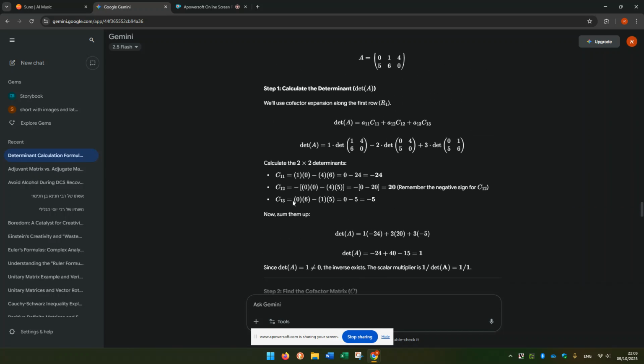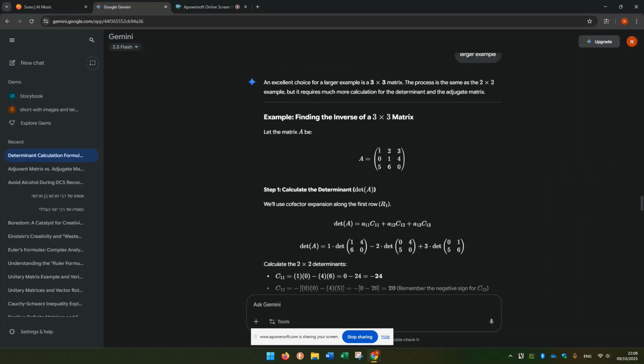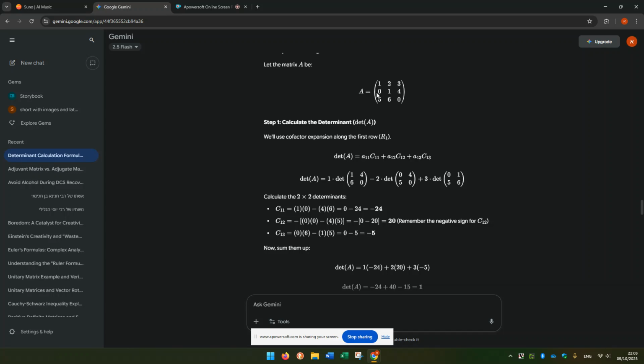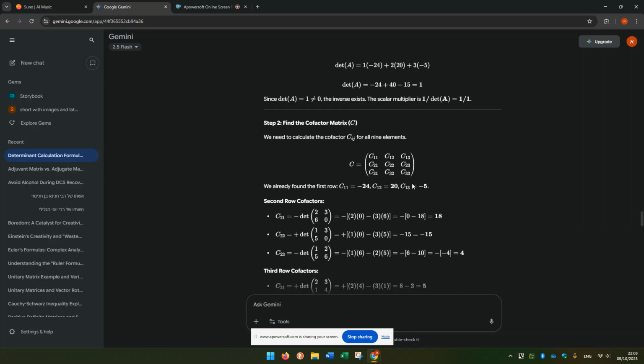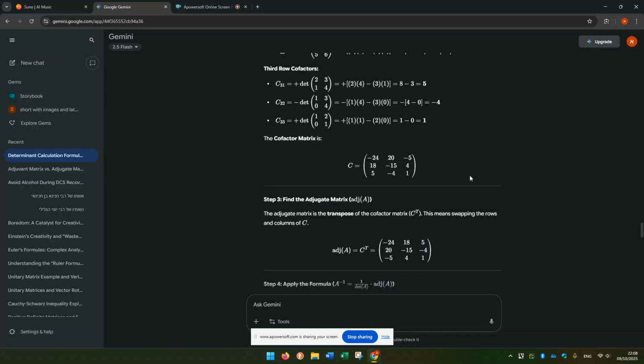C13, again, now it's with plus, and again, the determinant of what is left from taking this row and column off. So we are left with 0, 1, 5, 6. And taking the determinant is 0 times 6 minus 1 times 5, which is minus 5. So for C13, we are getting minus 5. And so on for all the other cofactors. So we are getting this cofactor matrix.